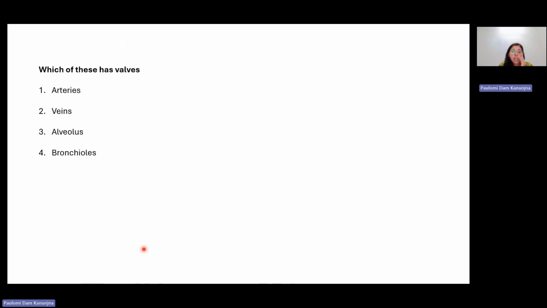Now, which of these blood vessels have valves? The answer here will be veins. Your veins will have valves, and these are basically to prevent backflow of the blood against gravity. Arteries have thick walls, high pressurized walls, but they don't have valves.